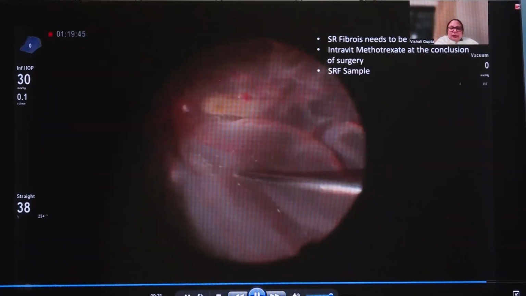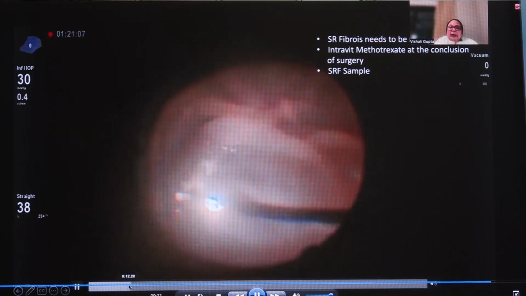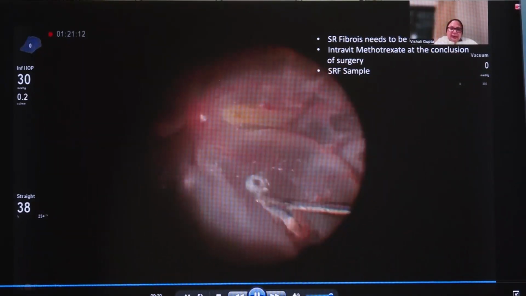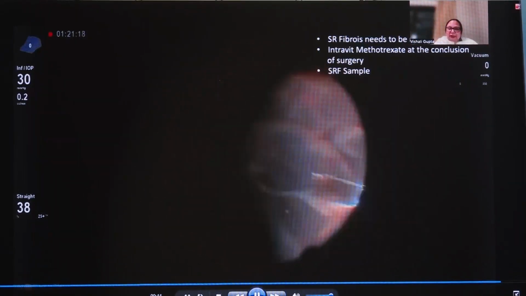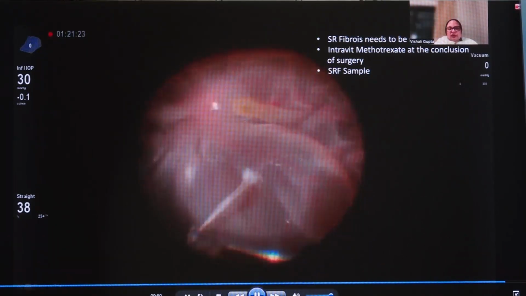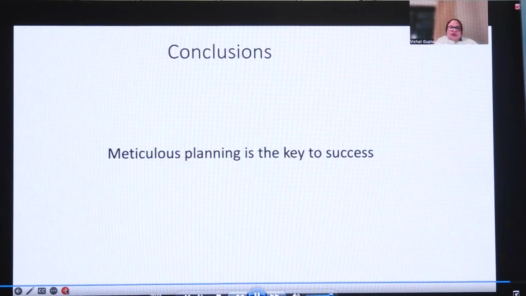Many a times these patients may develop REG-RD, and they would have a lot of subretinal fibrosis, which needs to be tackled like any other retinal detachment. You just have to be very careful about the inflammation which might be seen in the post-operative period because of the uveitis, which needs to be concomitantly managed. So to conclude, I would just say that meticulous planning is the key to success. Thank you very much.